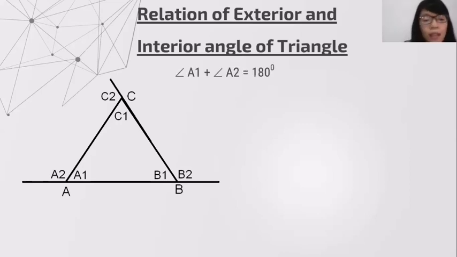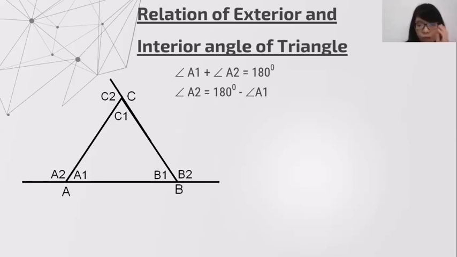Okay, so A1 plus A2 equals 180 degrees. Do you agree with me? Of course A1 plus A2 equals 180 degrees, because both of them are supplementary to each other. And then we can say that A2 equals 180 degrees minus A1. Why? Because we subtract A1 from the left hand side and the right hand side, or maybe we can say that we move this A1 to the right side of this formula, so we have A2 equals 180 degrees minus A1.